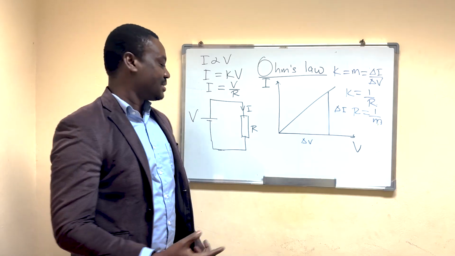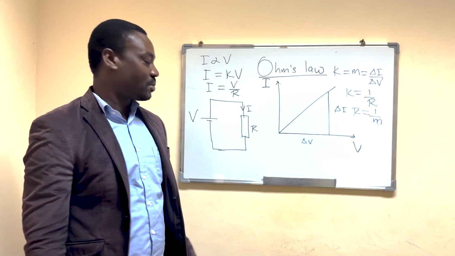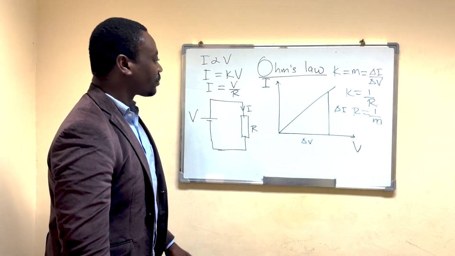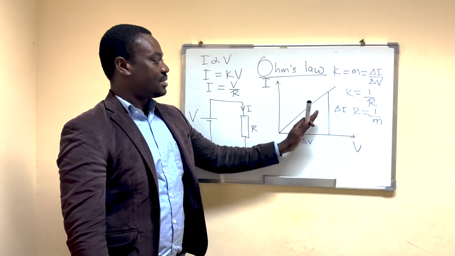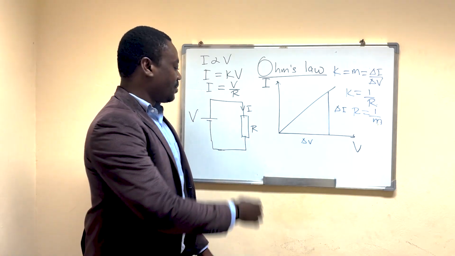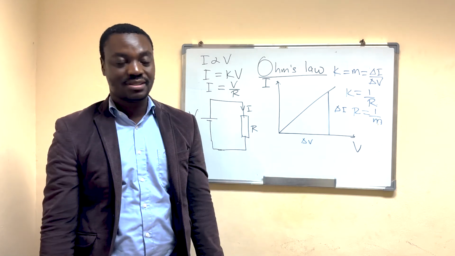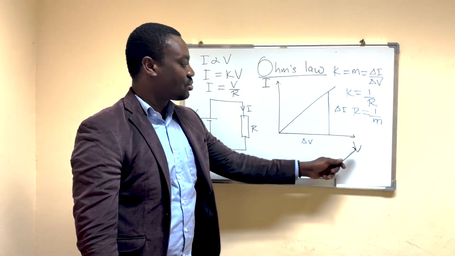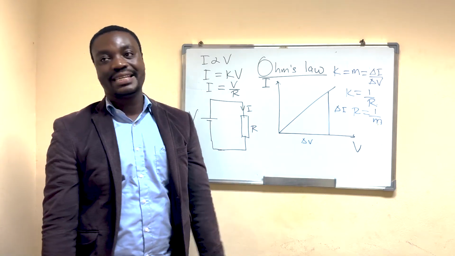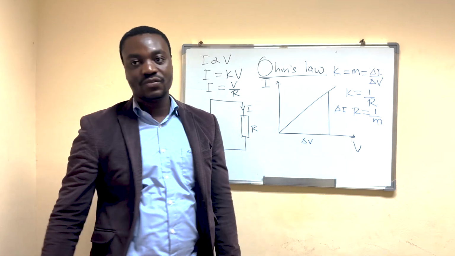So that means that the current that is going to pass into the resistor is proportional to the voltage supply, right? Now we can plot a graph of current against voltage by varying the voltages that we have passing through the resistor. Each time we vary the voltage, we record the current. And then we plot a graph of current against voltage.